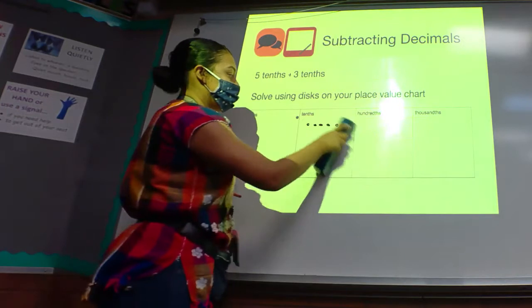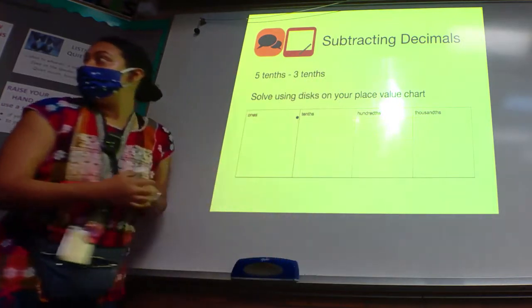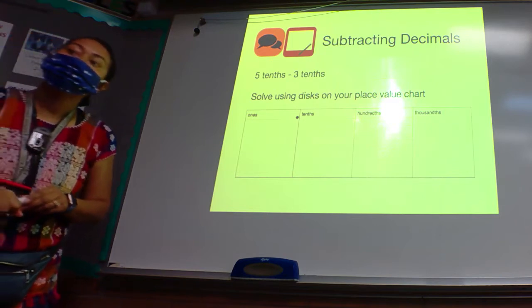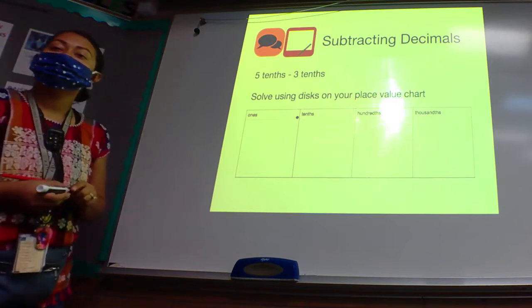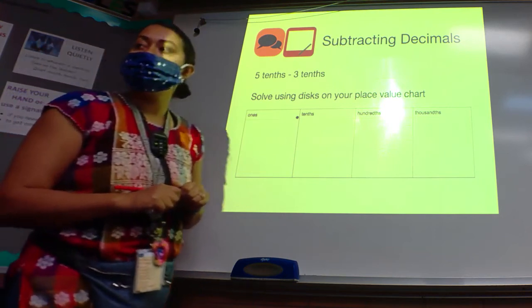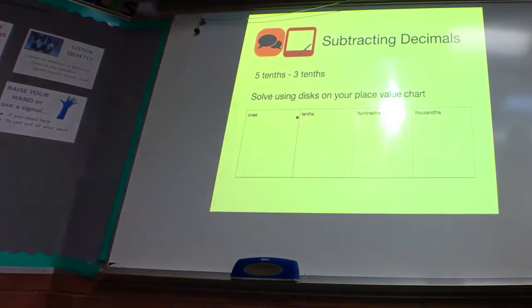Okay, but today we are subtracting. So, ready, Freddy? Place value chart. Dry erase marker. Thank you, Ledger. Thank you, Ariana. Thank you, Eliane. Thank you, Thomas.